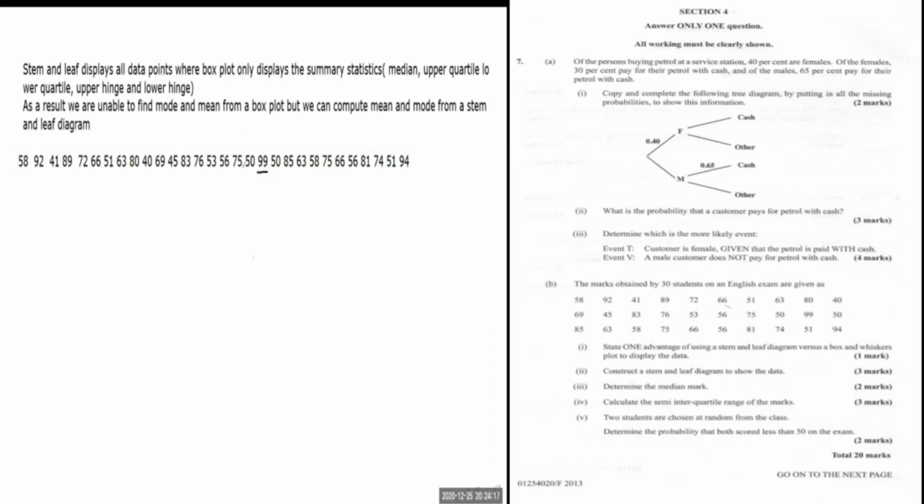Now, one thing before we even continue, I just want to say this student that got 99 on an English exam is fantastic. I don't know what kind of student gets 99 on an English exam, but that student is exceptional.